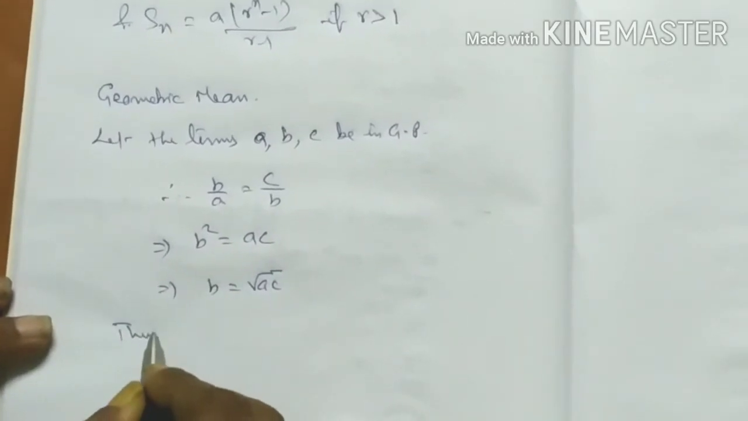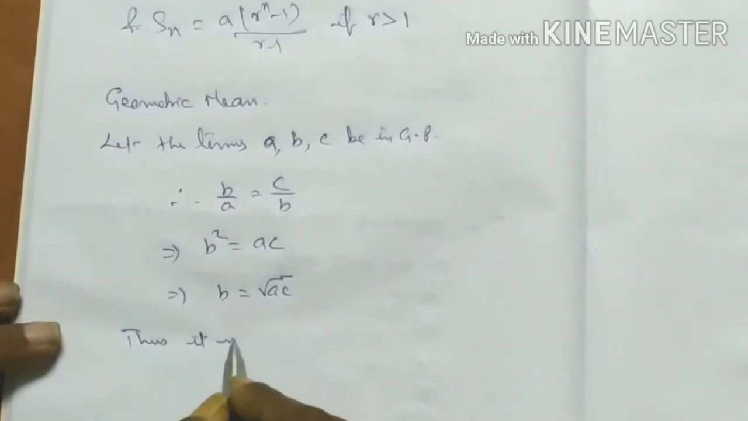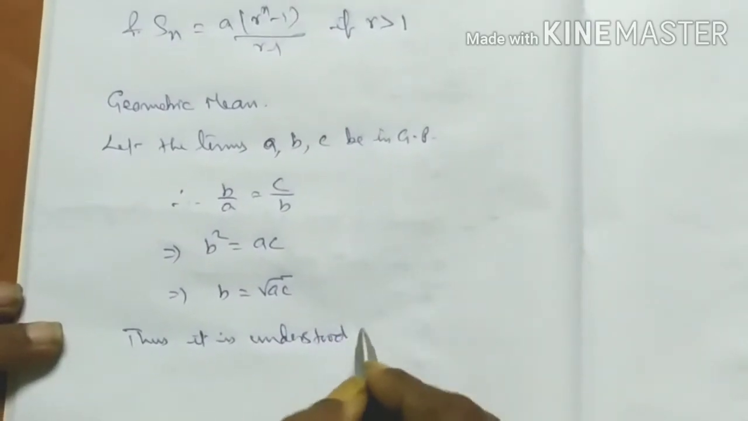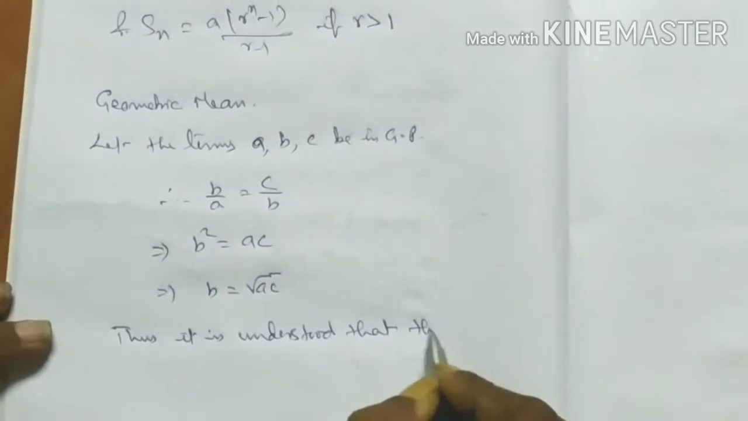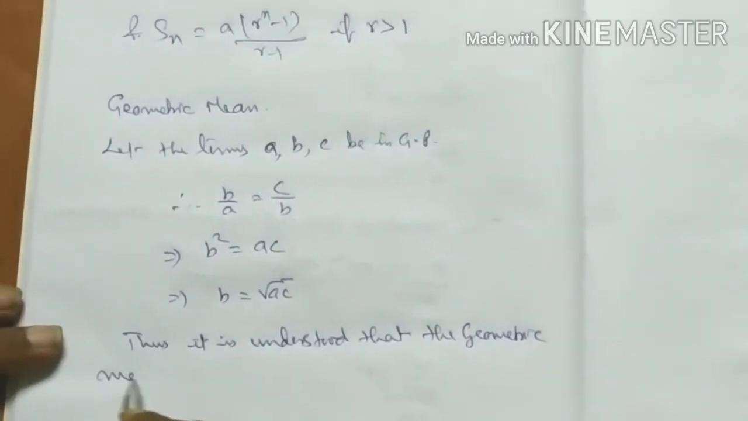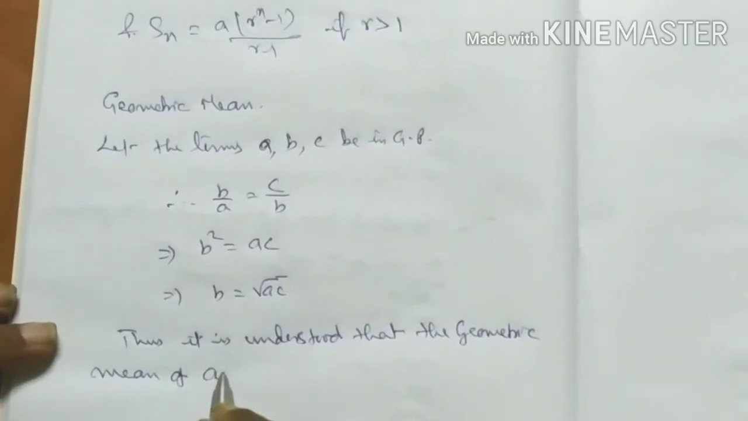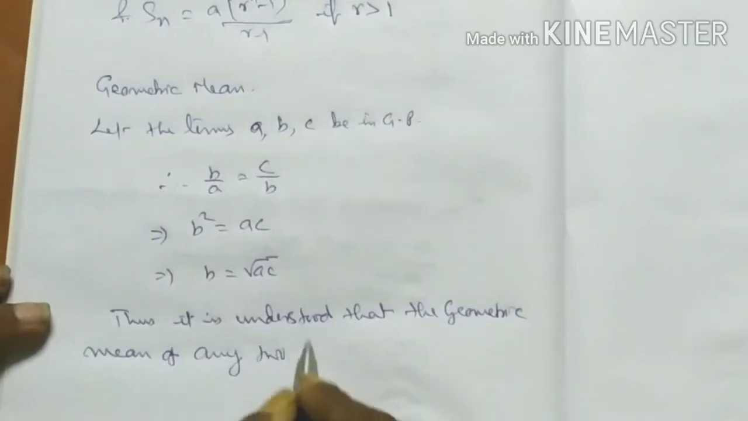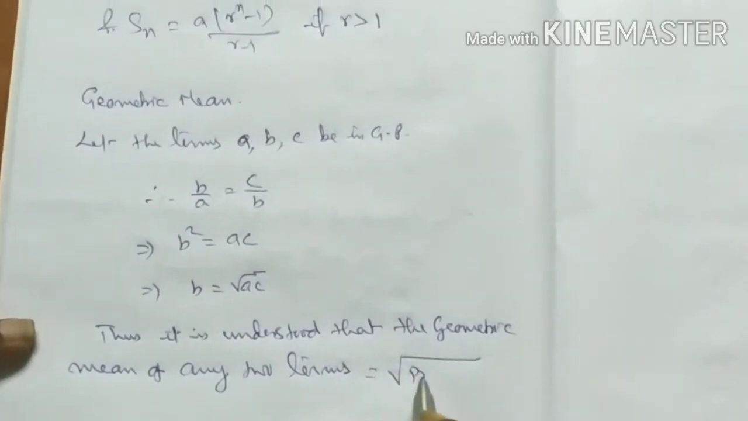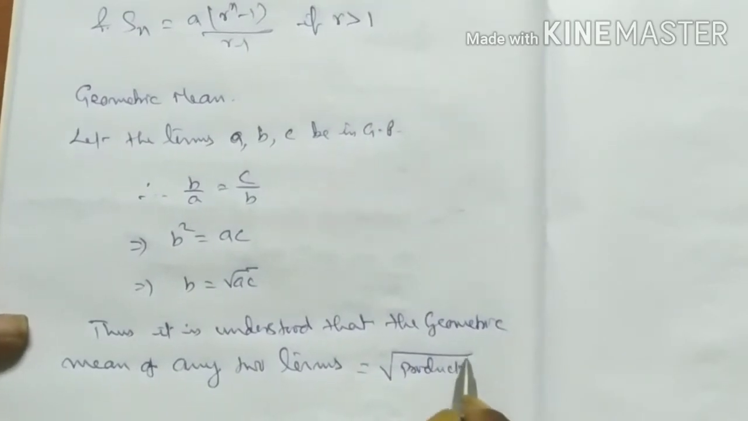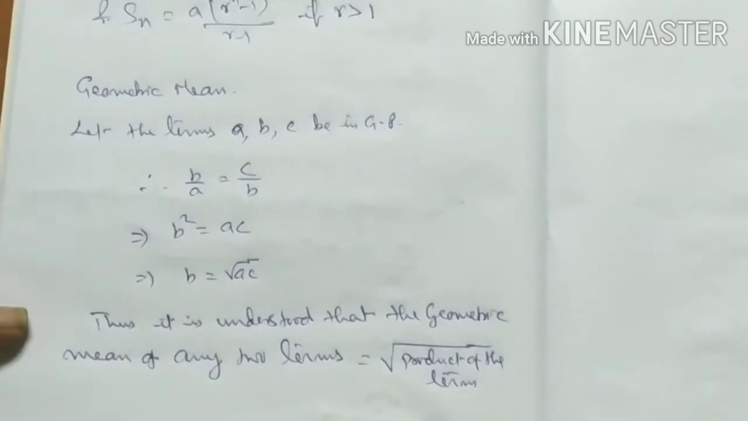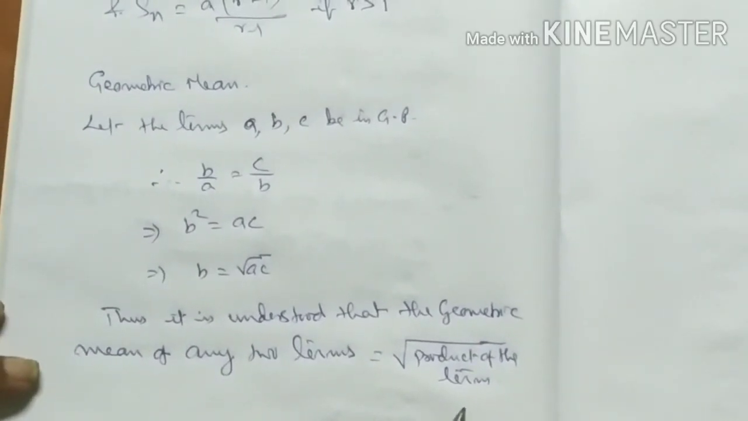Thus, it is understood that the geometric mean of any two terms is equal to the square root of the product of the terms. Geometric mean is equal to the square root of the product of the terms.